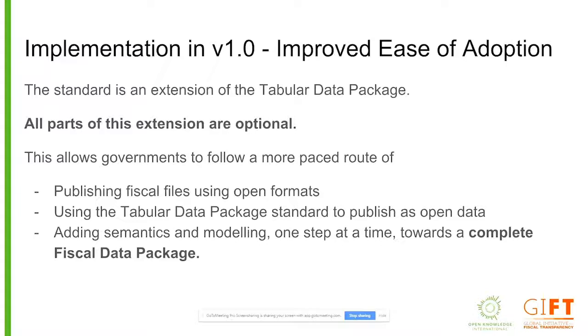And it will make it possible for governments to follow a more paced route so they can publish the fiscal files in the open format. So if they already have a CSV file, a comma separated file, that can be uploaded in Open Spending, and semantics and modeling of that data can be incrementally added towards making available a data package and making use of some of the other features that are available in version one.